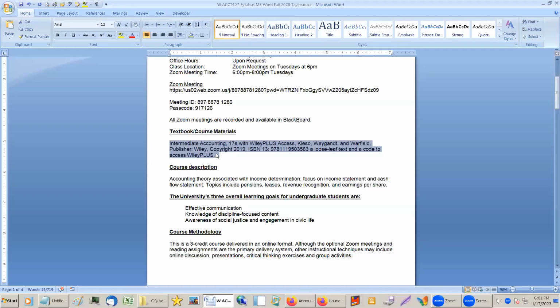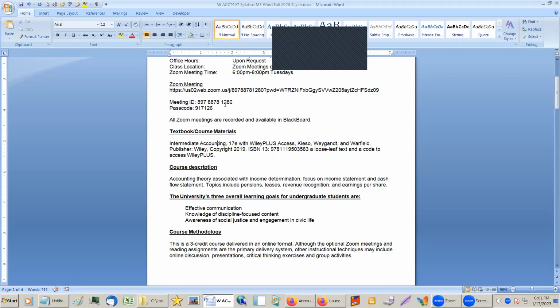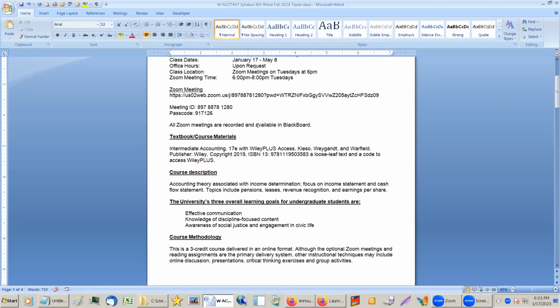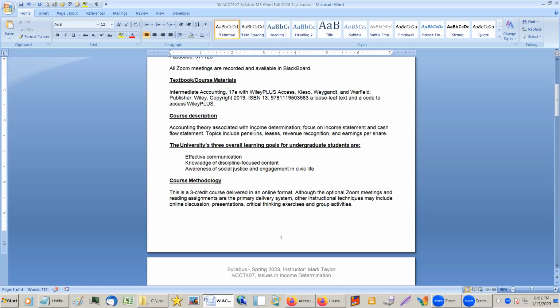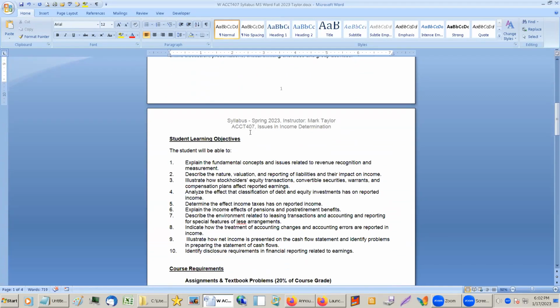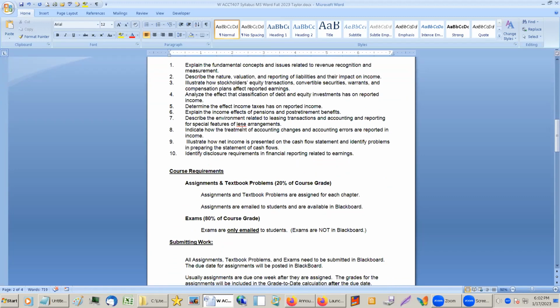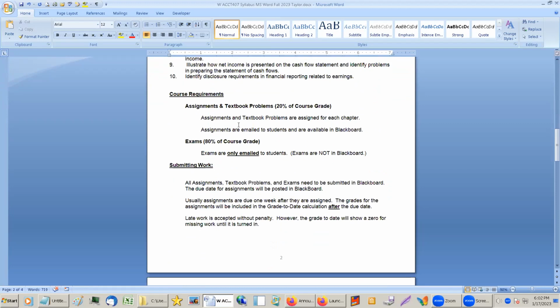So if you've already taken 406, see if you can just log in, and hopefully you will be able to continue with it if you've already purchased it. If not, you can get any form of it; that is fine for this class. You don't necessarily need the Connect component of it. Learning objectives, you can look through that if you want.